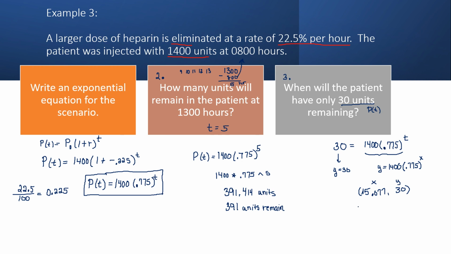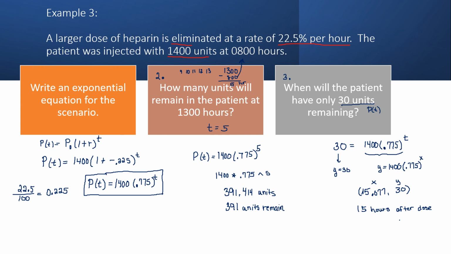We were solving for x. So when will the patient have 30? At 15, I'm rounding that off, hours after the dose. And so that would be 15 hours after 8 a.m., and we could figure out exactly what time it is, but approximately 15 hours later.